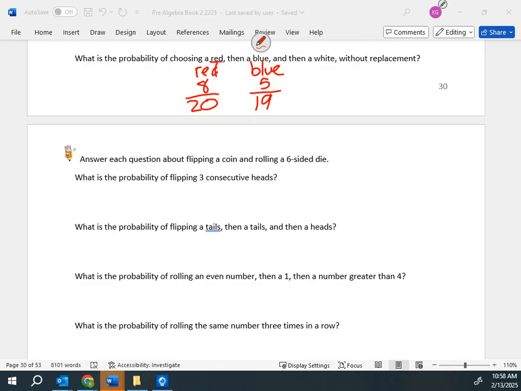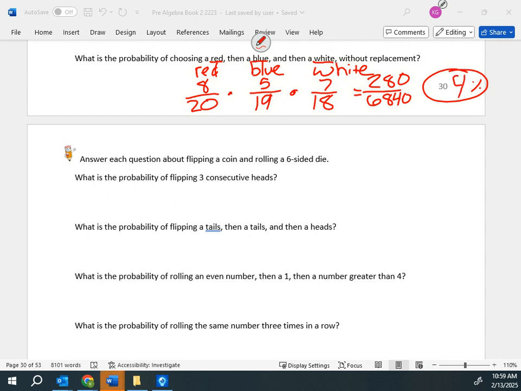So we had red, blue. Our next event is the white. What is the probability for the white, Christina? 7/18. So we do 8 times 5 times 7, and 20 times 19 times 18, and what probability do we get? What fraction? Luke? 280/6,840. And what percent does that become? Hadley? 4%.